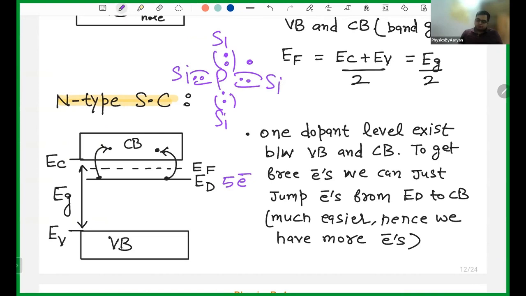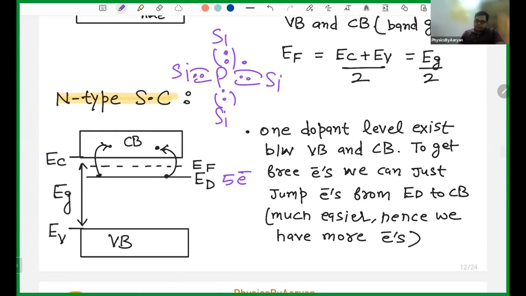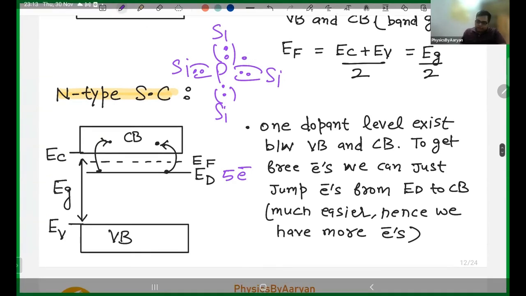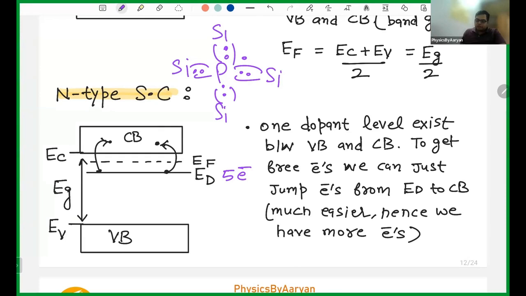So 5 electrons, 4 of them made the bond, and the 5th electron is here. Now we say that this 5th electron is free, but no, it's not completely free. It is almost free. So what is the energy of this electron? ED is the energy of this free electron.